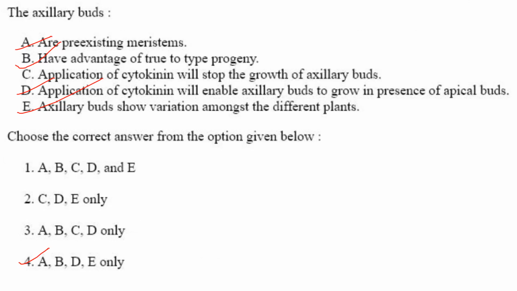The axillary buds are pre-existing meristems. Yes. Have advantage of true to type progeny. Yes. Application of cytokinin will stop the growth of axillary bud? No, that is not correct. Application of cytokinin will not stop it, it will enhance the growth of axillary bud. Application of cytokinin will enable axillary bud to grow in presence of apical buds. That is more correct. Axillary buds show variation among the different plants? Yes. So A, B, D only. Okay, that is seen in option 4 only.